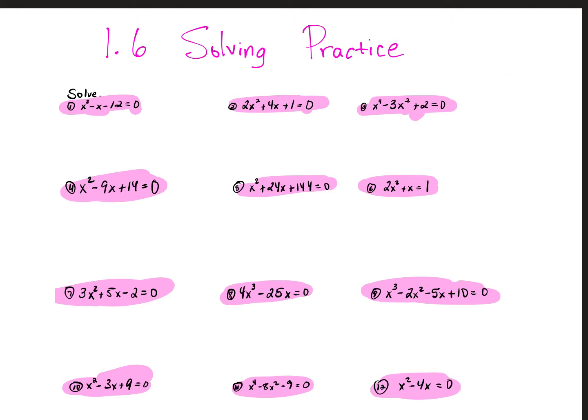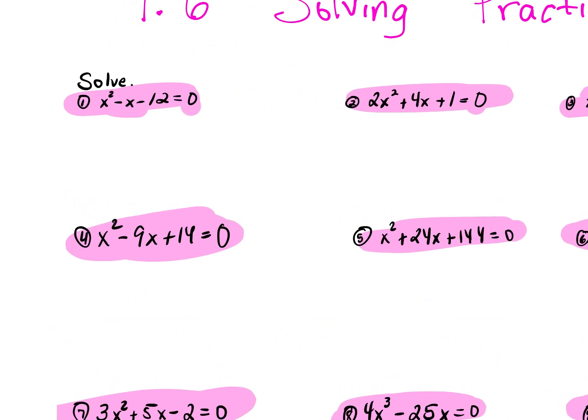All right, so this is your 1.6 solving other types of equations practice / quiz review. So pretty much anything on here is fair game for what you're going to see on this 1.6 quiz. For number 1, it gives you x squared minus x minus 12 is equal to 0.